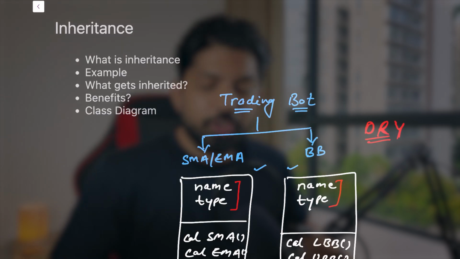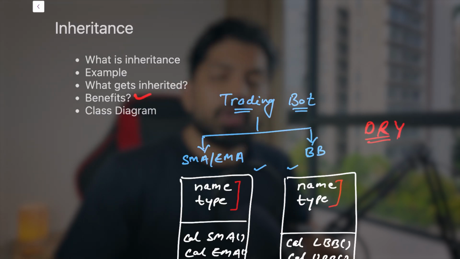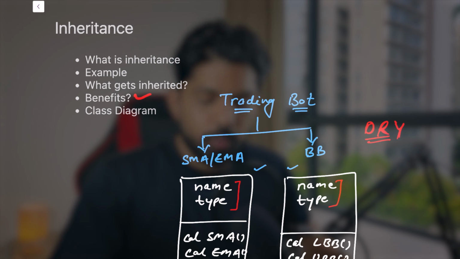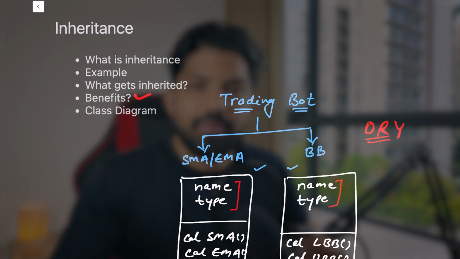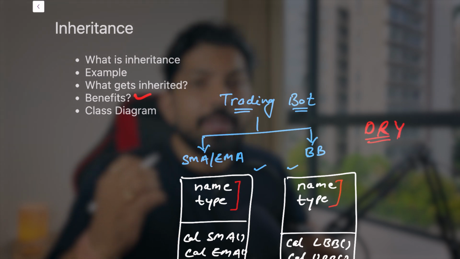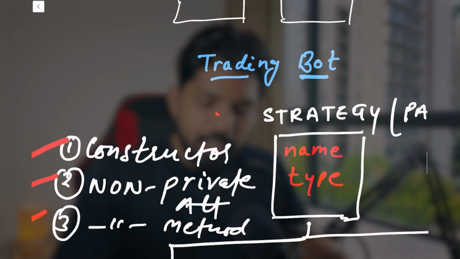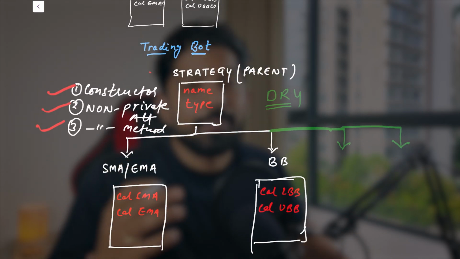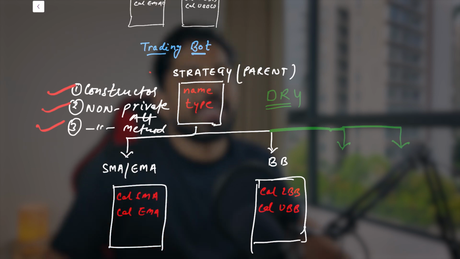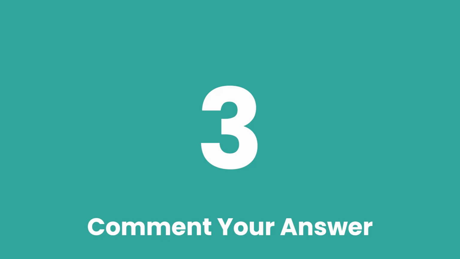Now the most important question: what is the benefit of using inheritance? Just pause the video, and I hope you have understood this example very well. Just think and let me know in the comments what is the biggest benefit of inheritance. I'll just show you this diagram. Just see it and try to understand what is the biggest benefit of inheritance. Definitely you will get the answer.